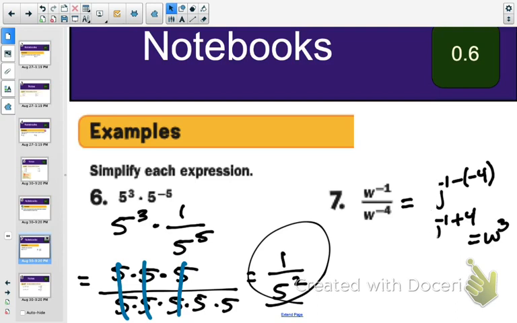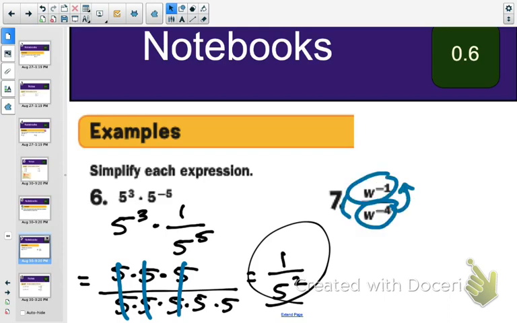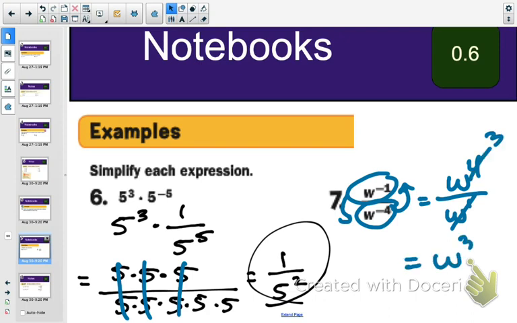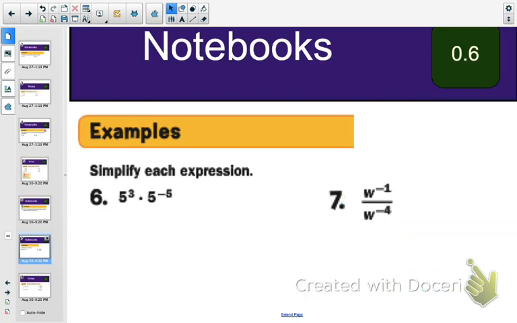Or let's do this a different way. We could change them to positive exponents first by moving this one up and this one down. So that becomes w to the +4 on top over w to the +1 on the bottom. And then we subtract: 4 w's on top, 1 on the bottom. That means 1 cancels, and that becomes w to the 3rd. So either way, we get the same thing.